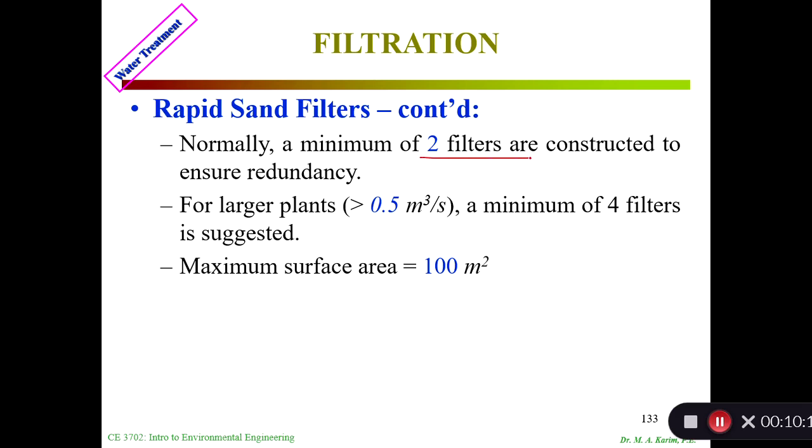Normally a minimum of 2 filters is required. For larger plants greater than 2 meter cube per second, a minimum of 4 filters. The maximum surface area per filter looks like 100 meter square, so it could be 10 meter by 10 meter, or it could be circular, right? Whatever the diameter comes out to be.